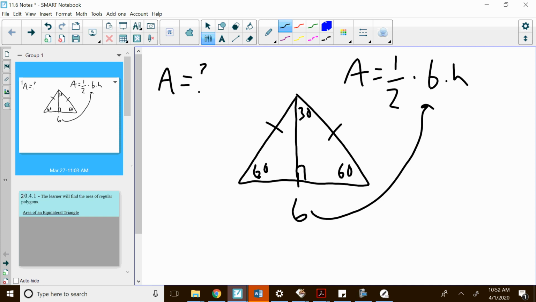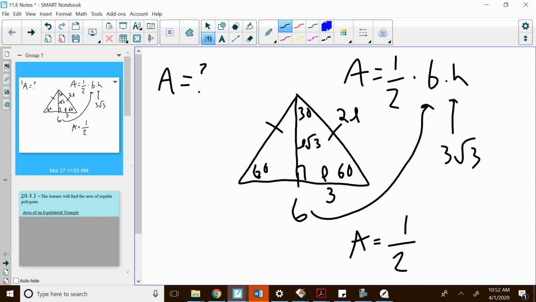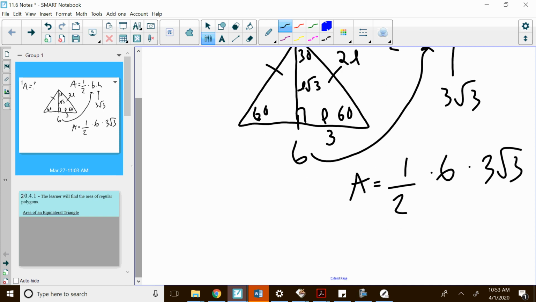So now what you have here is a 30, 60, 90 triangle where this little guy right here is a 3, and remember that was L. This was 2L, and this was L root 3. So the height is going to be 3 root 3 here. The area then would be 1/2 times the base, which is 6, times 3 root 3, which is the height. In your calculator, 18 divided by 2 is 9. 9 times the square root of 3, you can leave it as 9 root 3 if you want.